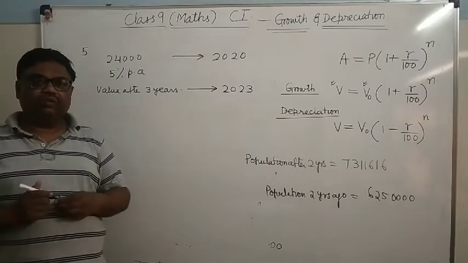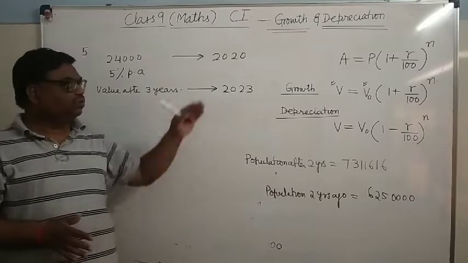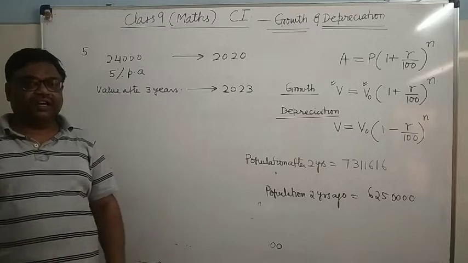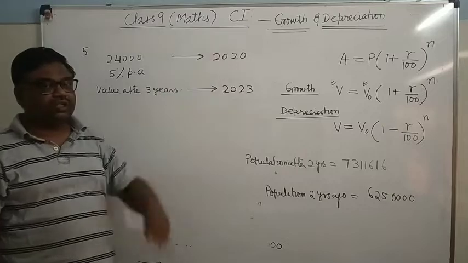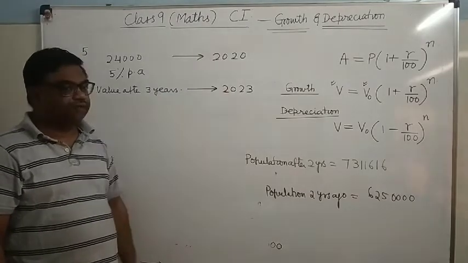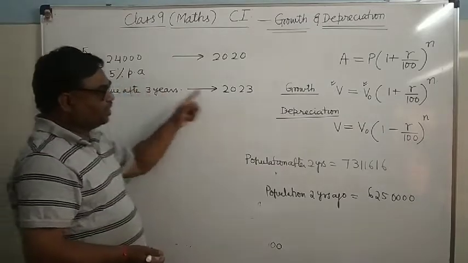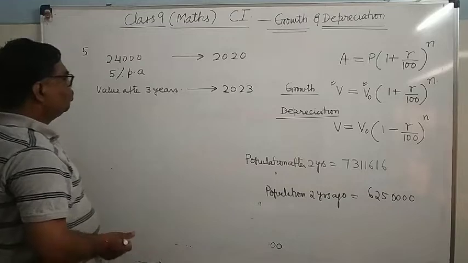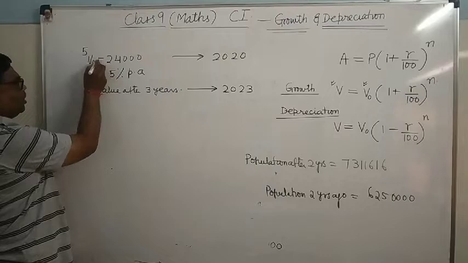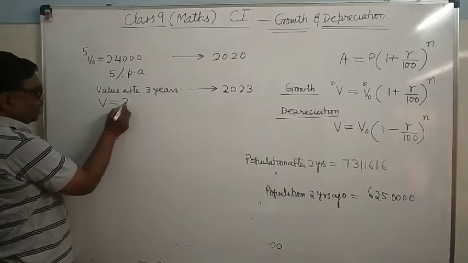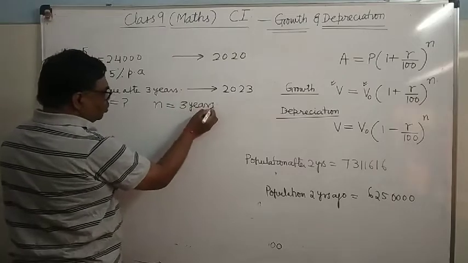In order to decide which value will be V and which value will be V naught, you think in terms of the year. So he has purchased at 24,000. Suppose he has purchased in 2020, means now you have to find a value after 3 years, means 2023. It's clear? Here it is depreciating, therefore we will apply this formula. So which year comes earlier? This comes earlier, so this value will be V naught, and you have to find V. N equals to how many years? Here 3 years. Now you use the formula.